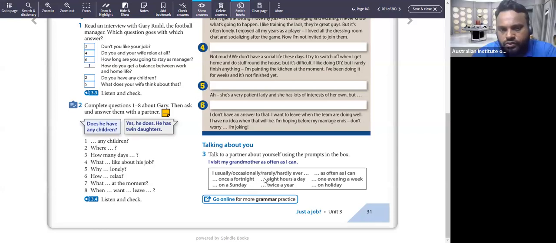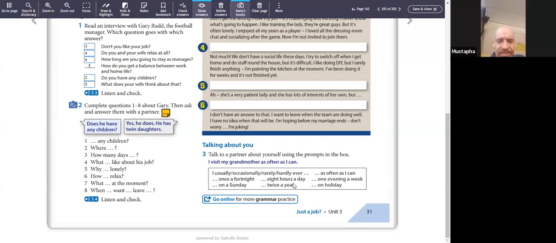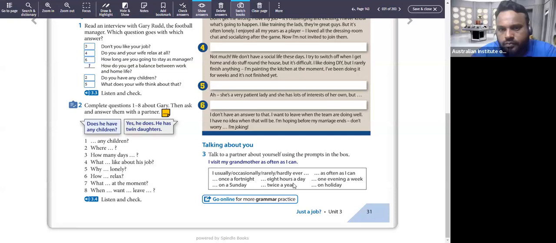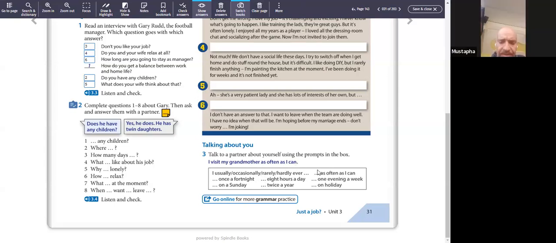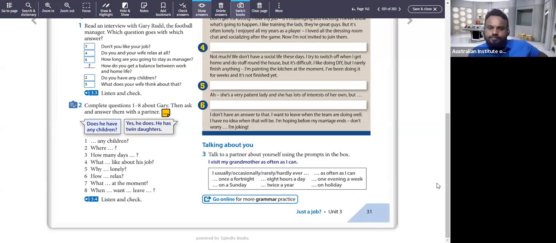Using this information, I want you to talk about yourself. Like one sentence they made as example, you can say, I visit my grandmother as often as I can. Try as much as you can.